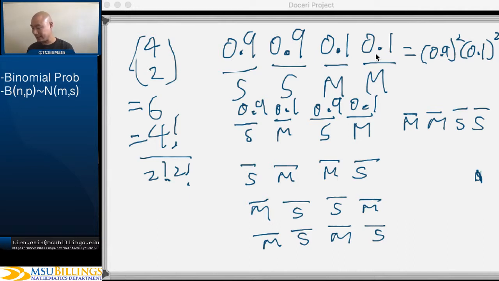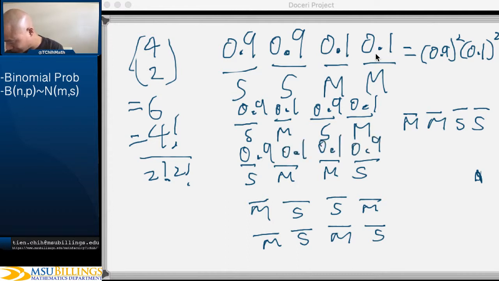And then when I go to the third case, it's 0.9, 0.9, 0.1, 0.1. And do you see what's going to happen for the others as well? In every one of these 6 cases, she makes 2 shots, misses 2 shots. So there will be 2 0.9s and there will be 2 0.1s, right?